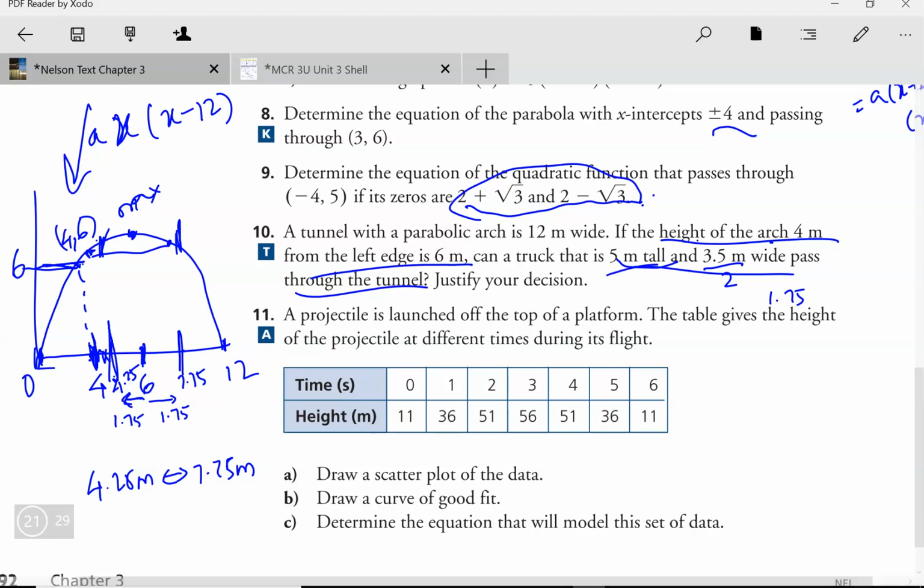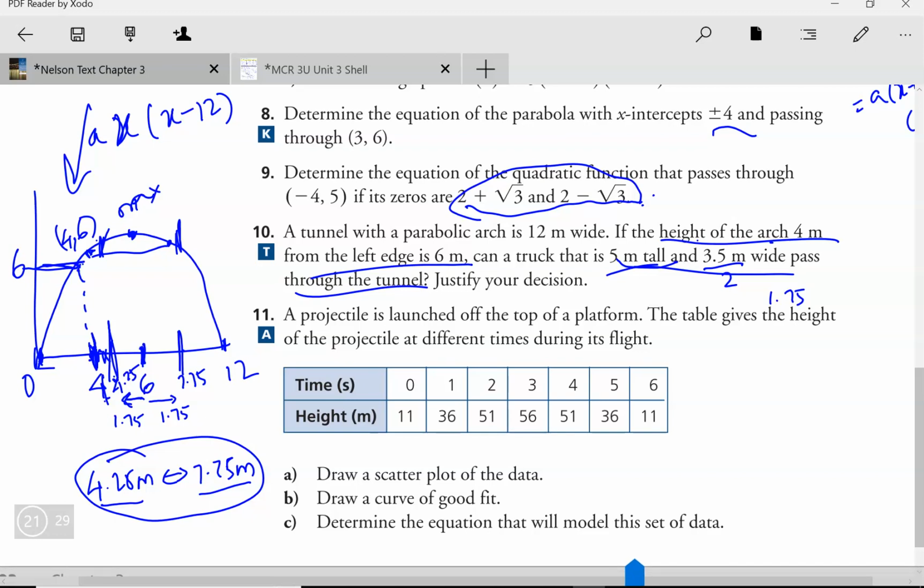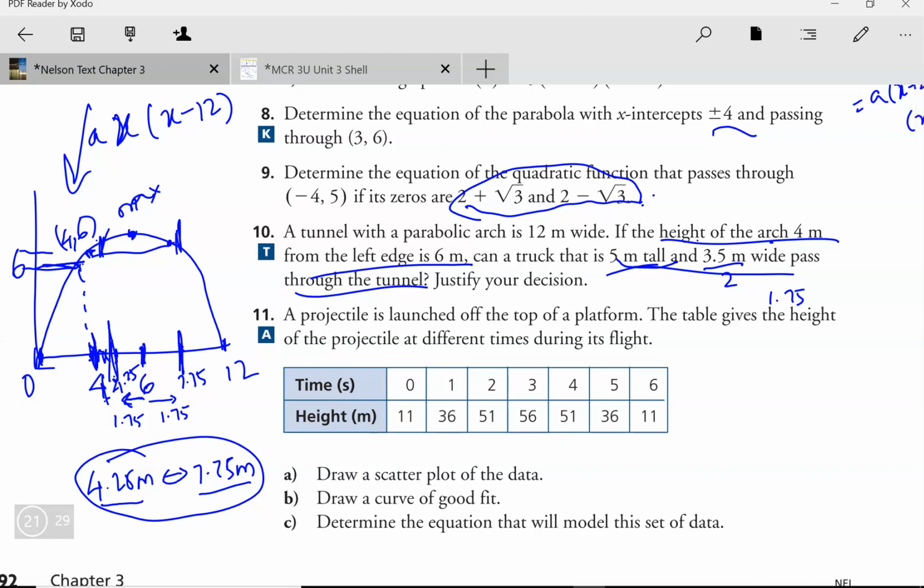You can explain that in words, just like I did. You would say something like, you would first establish this relationship. You would say the truck should pass from 4.25 meters from the left end to 7.75 meters from the left end. And based on the diagram, if the height at 4 meters from the left is 6 meters high, then the height at 4.25 meters from the left end will be more than 6 meters. And by symmetry, the height at 7.75 meters will also be more than 6 meters. And therefore, the truck that is only 5 meters tall will be able to pass this arch.